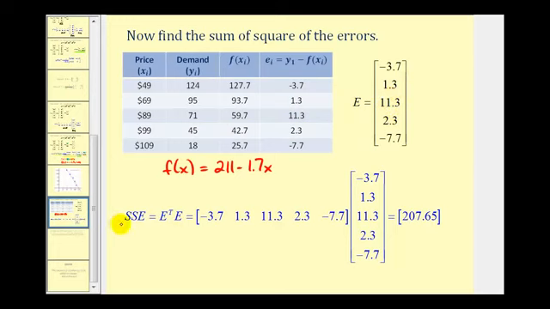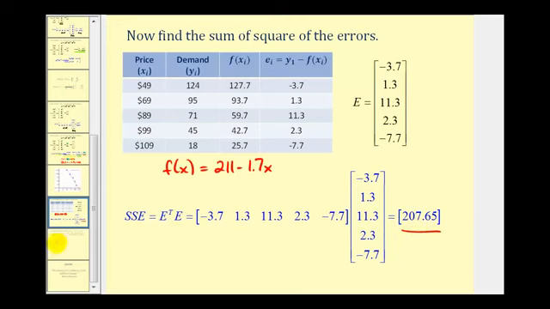So to find the sum of the squares of the errors, we have the transpose of matrix E times matrix E. Notice how matrix E is a column matrix, the transpose is a row matrix, and this product is equal to 207.65, which is the sum of the square of the errors.